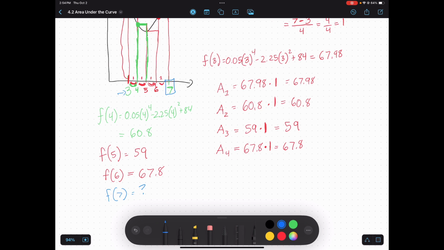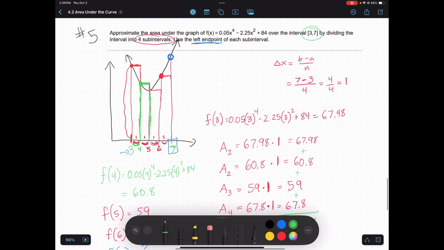Regardless, I have now calculated the area of these 4 rectangles, so to finish, all I have to do is add these together. And I get 255.58. And there's my estimated area under this function over this interval 3 to 7.